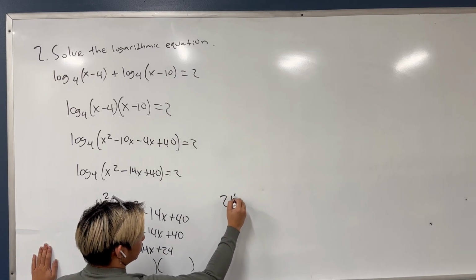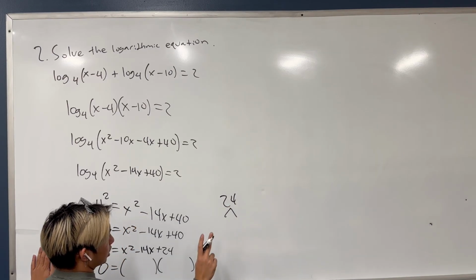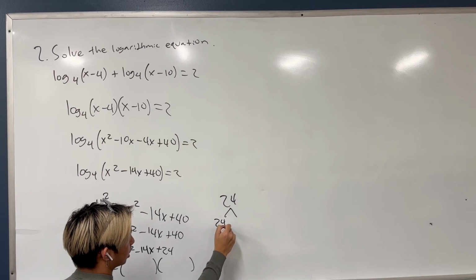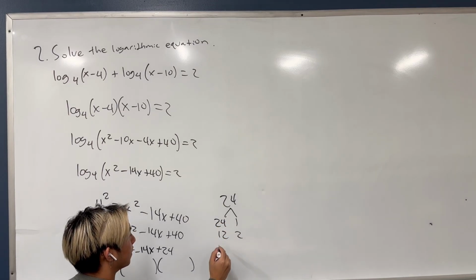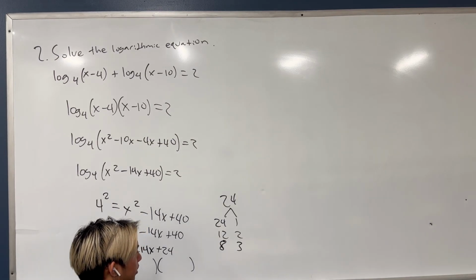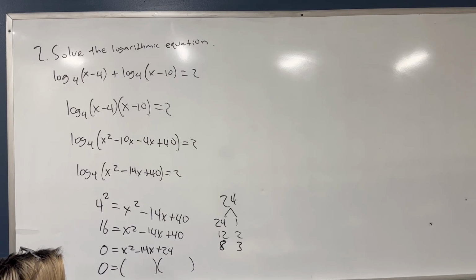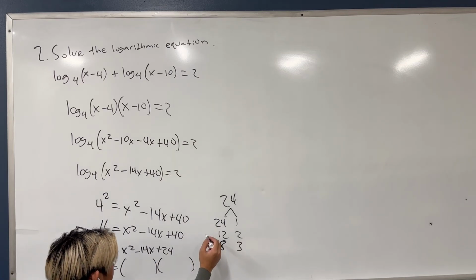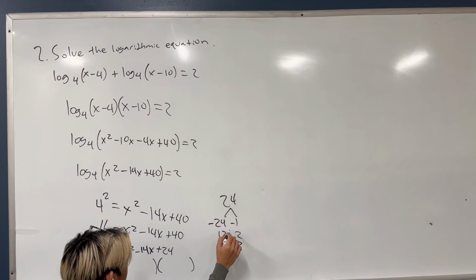So if I do 24 and break it up into two numbers, what are the factors of 24? We have 24 and 1, 12 and 2, and I guess 8 and 3. Those are our main three. So now, if we add these up, or I guess it would have to be like that.